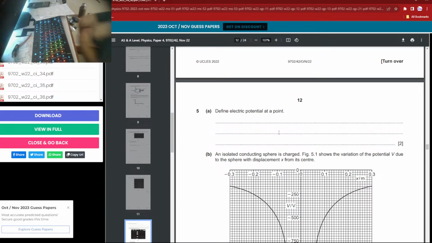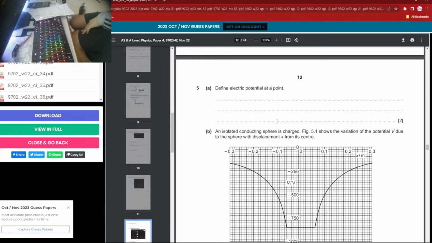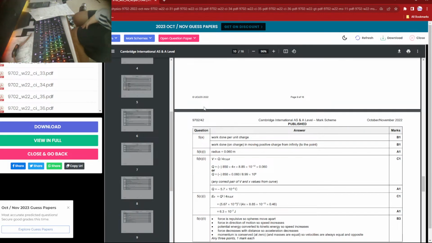Okay, next one. 5A, define electric potential at a point. Work done per unit charge in moving positive charge from infinity to the point. Yep.